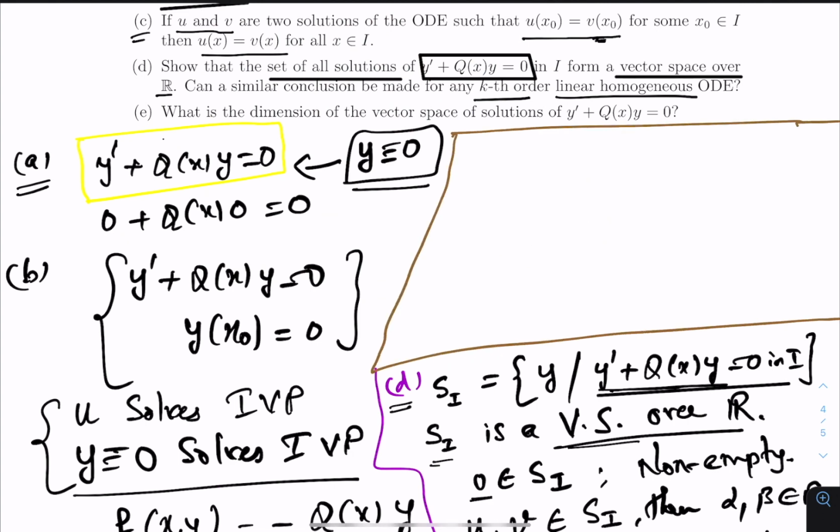Okay, so now we have verified the D part. Now let's do the E part. Since we have shown in the D part that the solution set Si is a vector space, E is asking what is the dimension of this vector space. Okay, what is the dimension of this vector space? So let's find that out.